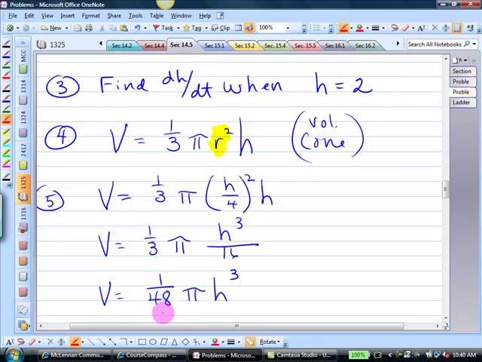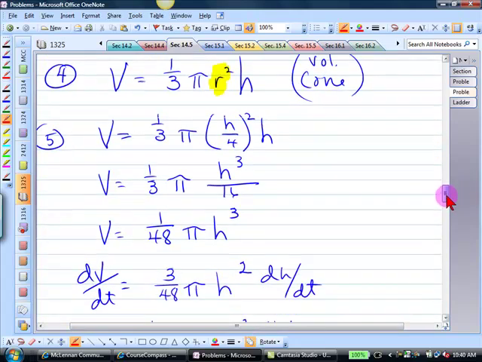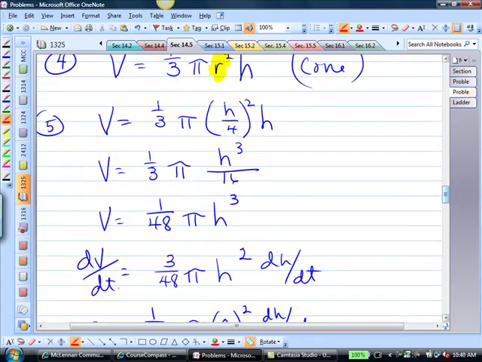How did I go to 1 over 48? The 3 and 16 on the bottom became 1 over 48, and I have pi h cubed. So you want to clean up your equation before you start to take the derivative. Then we'll take the derivative of it.